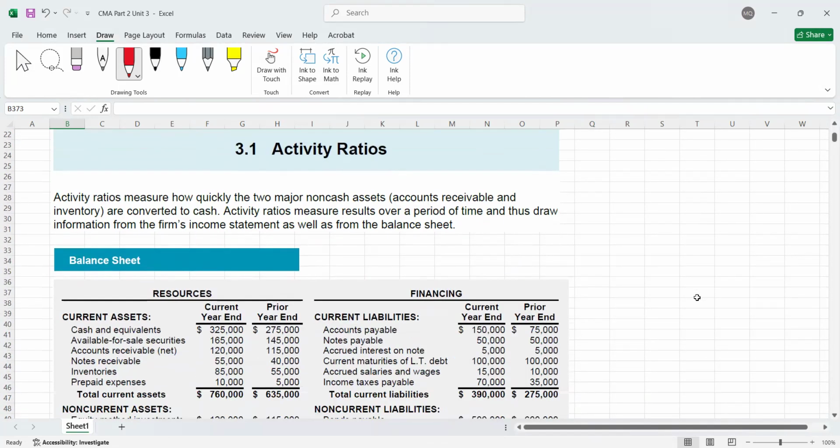So guys, first we need to understand what we mean by activity ratios. Activity ratios measure how quickly we can convert two major non-cash assets, account receivables and inventory, into cash. Please remember, when we calculate any activity ratios, we need data from the income statement and also from the statement of financial position, which is the balance sheet. So we need data from both financial statements.